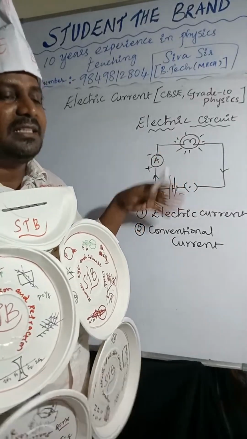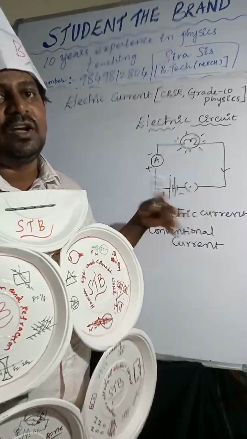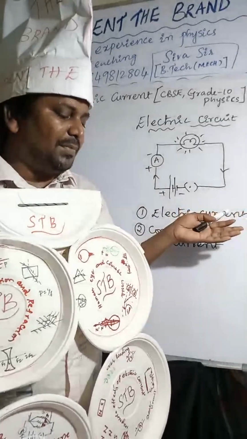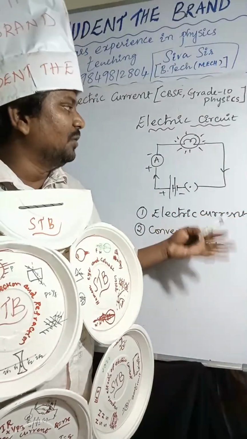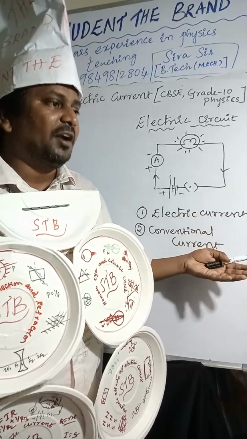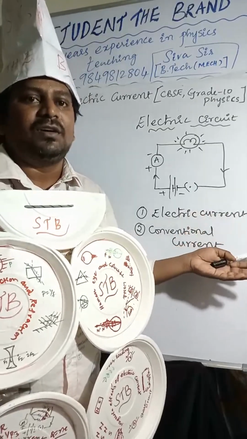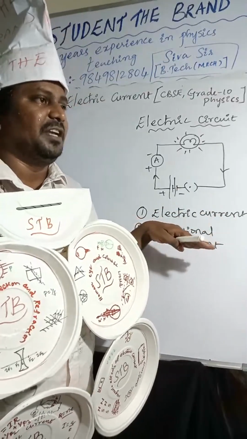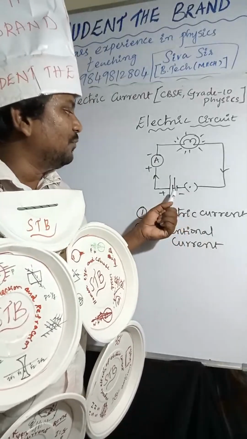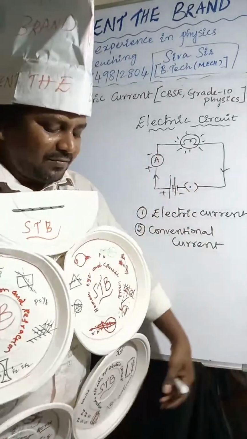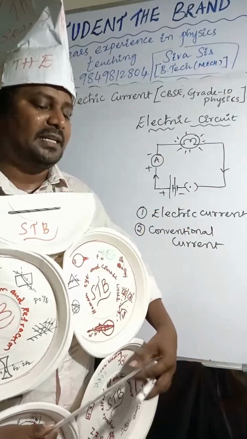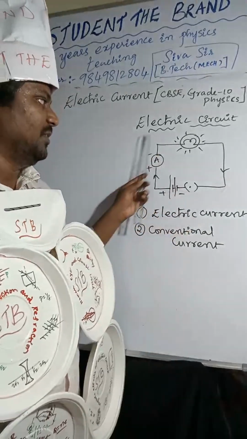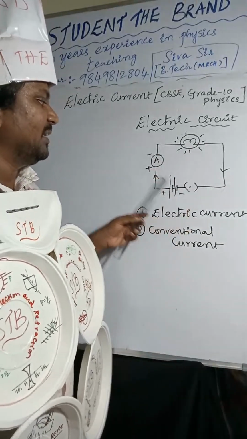But if you change that statement, all the experiments and inventions they made would need to be modified again, and it won't be useful. So instead of doing all those works, better we can change the definition. So that is the reason. The flow of positive charges will be considered as a conventional current.